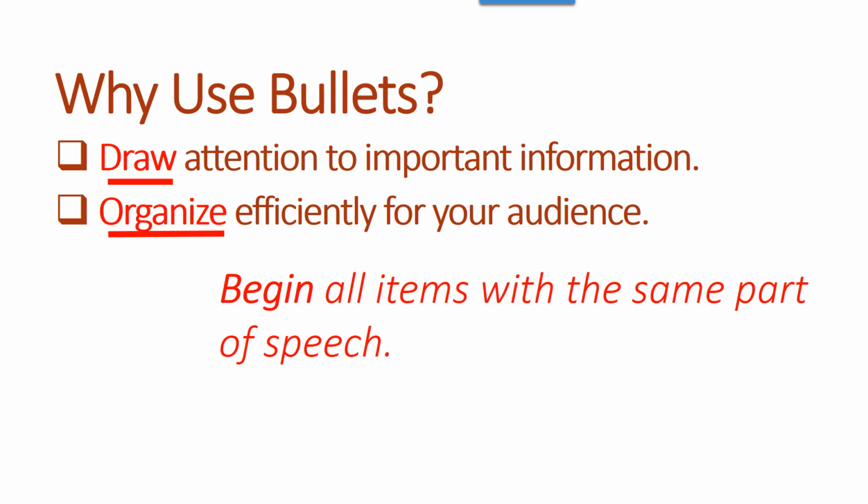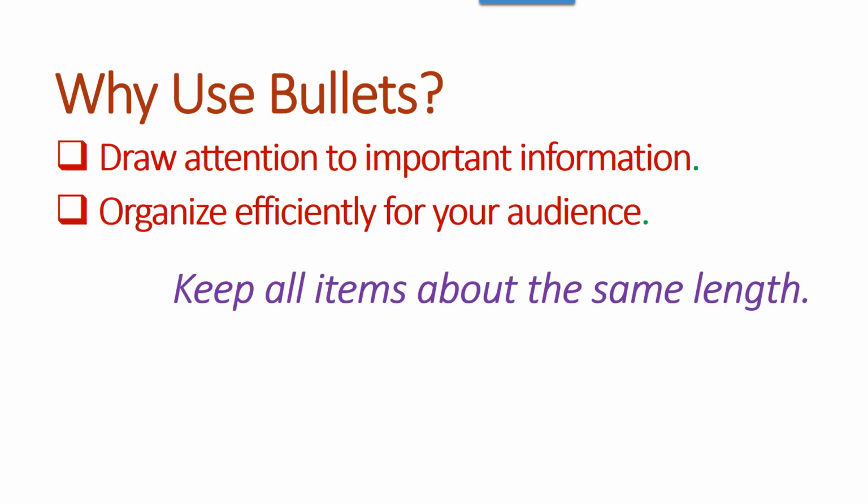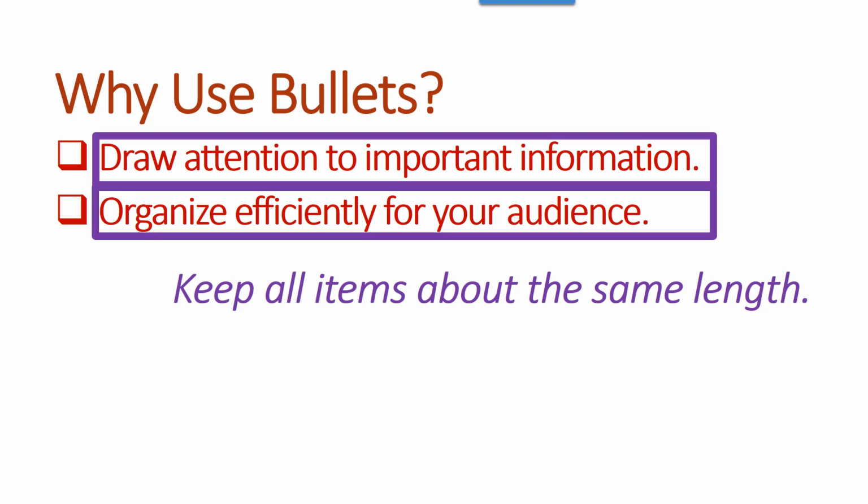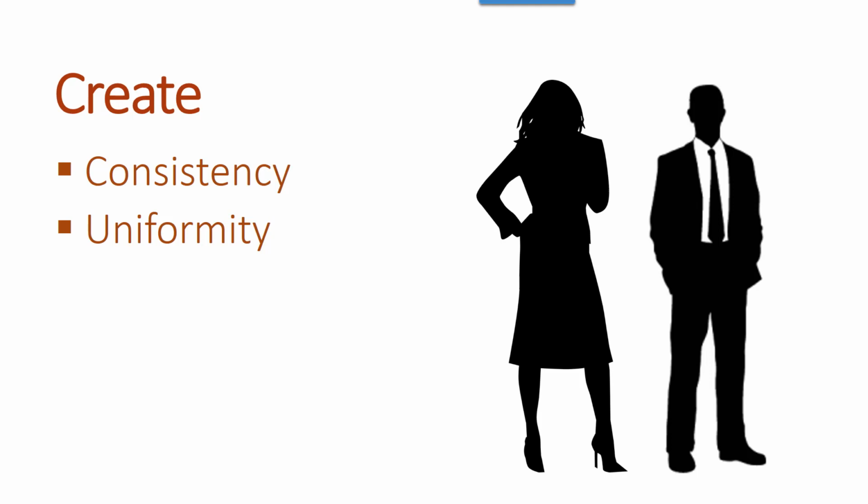And if you're going to tell them what to do, tell them in order with active verbs. Keep all your items about the same length. Notice these are about the same length. And remember that your audience wants consistency and uniformity because they want to be able to work with this information and know what to expect. They don't want big surprises. The big surprises should be the thought or the information itself, not the formatting necessarily.